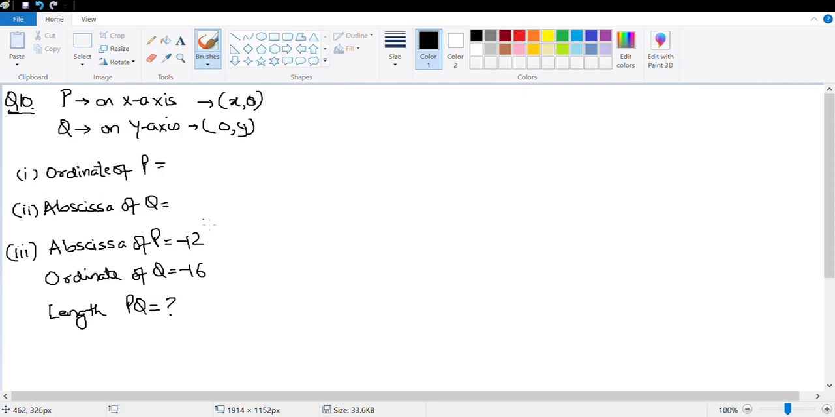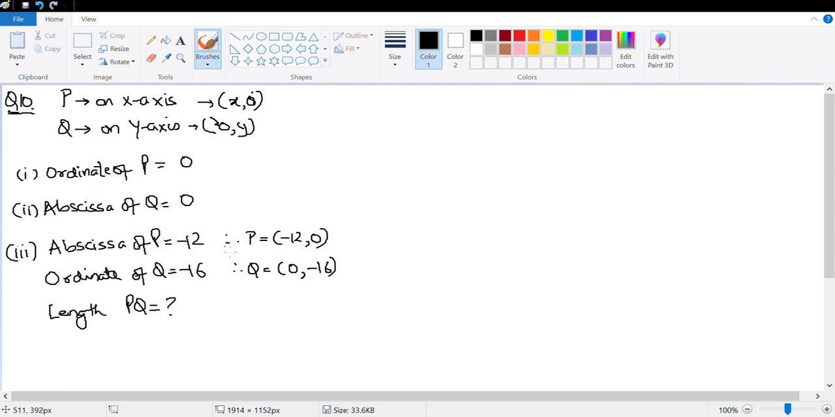Let's read what they want. Find the ordinate of point P. Ordinate is the second term, so this is 0. That's very simple. And write the abscissa of point Q. Abscissa is the first term. For this, it is again 0. Part 3, it says if abscissa of P is negative 12, so what's the coordinate of P? So P is equal to (negative 12, 0). And ordinate of Q is negative 16, which means Q is equal to (0, negative 16).